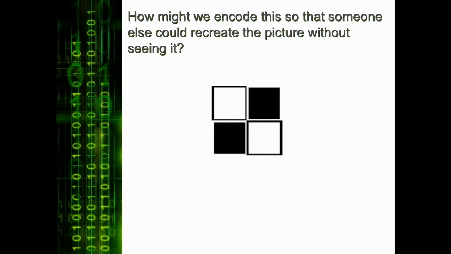Since we've already mentioned binary, you might automatically pick out that we have a white and black square series. So we could say that the white is off or on, doesn't matter, and the black would be the other one. So if we say that the white is off, we could represent that with a zero. And if the black is on, we could represent that with a one. So we could say 0, 1, 1, 0 to represent this picture in binary.